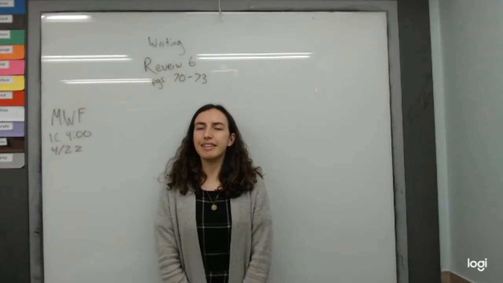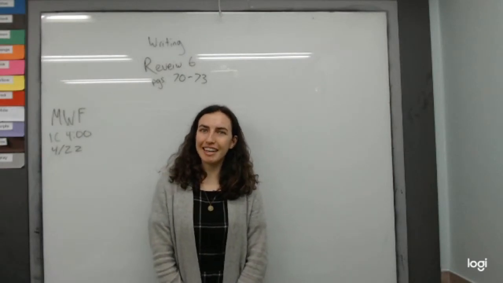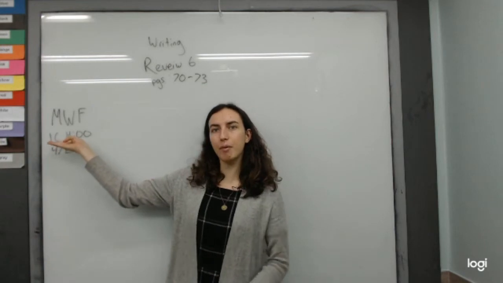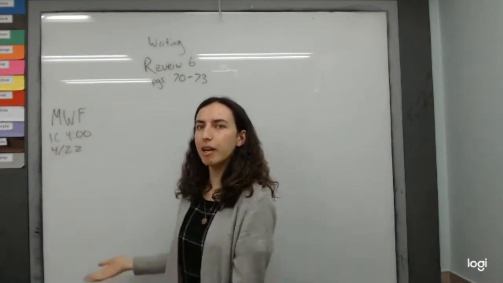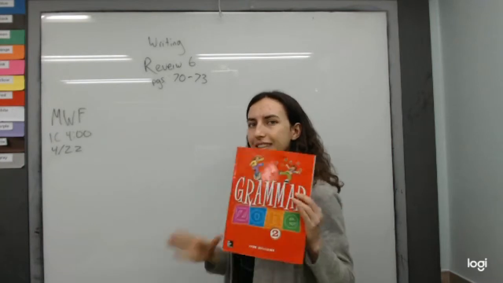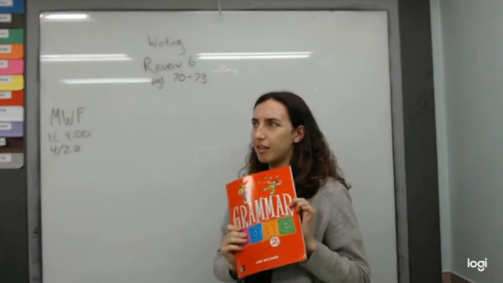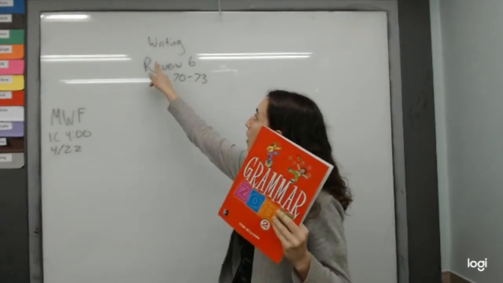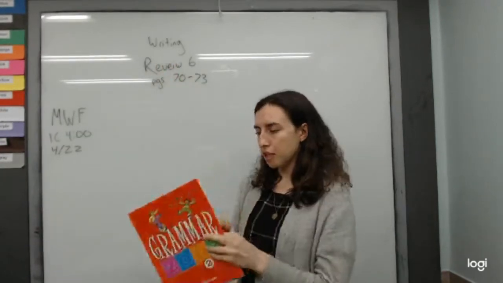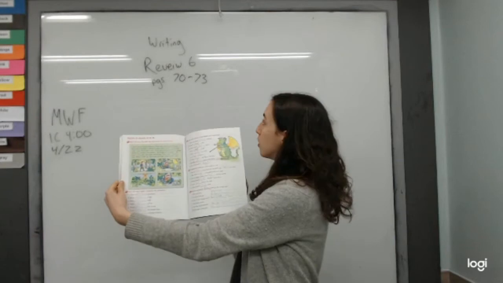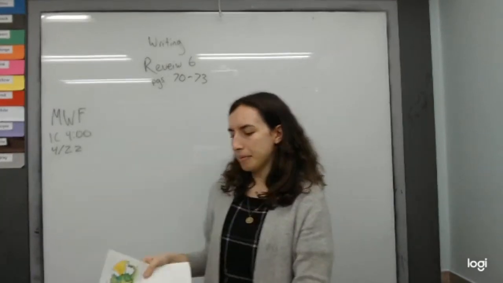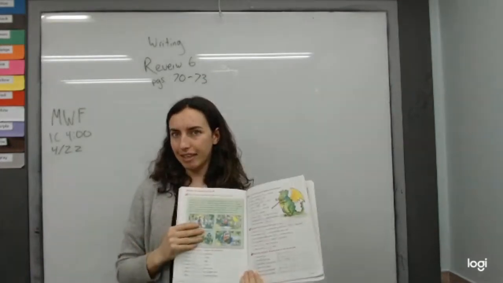Hello everyone, this is Madeline, teacher here, and today we are doing our Wednesday, Friday 1C 4 o'clock class, and we are doing writing today. So let's take out our Grammar Zone 2 books, and we are going to be doing writing review number 6, pages 70 to 73. Okay, so let's get started. So open your books to page 70.